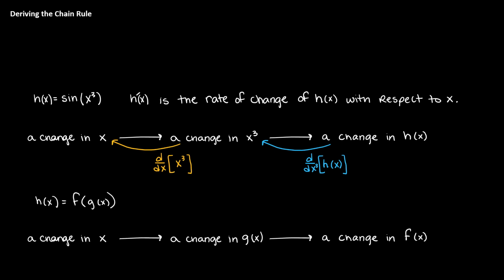We can generalize this for a composition of functions with two generic functions like f and g. If we wanted to see the overall change in our function, we would look at how f changes with respect to g, then how g changes with respect to x. This is the idea behind the chain rule.